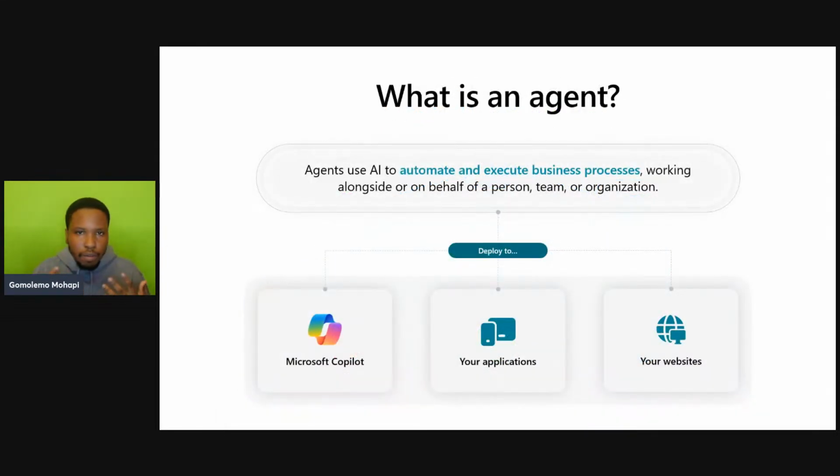But we're speaking about building out agents, and the question that we get all the time is, what exactly is an agent? Here at Microsoft, we like to define an agent as an intelligent AI assistant that uses AI to automate and execute business processes, working alongside or on behalf of a person, team, or organization. So the more complex the task is, the greater the value an agent can deliver for you and your business.